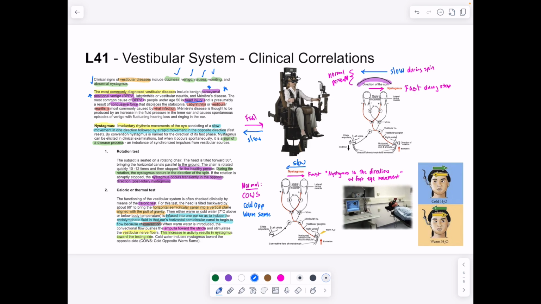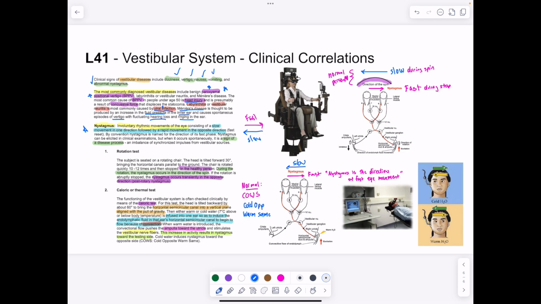But you could also have things such as vestibular neuritis, so maybe inflammation of the vestibular neurons via some kind of viral infection. Meniere's disease is thought to be produced by an increase in fluid pressure in the inner ear and cause episodes of vertigo, as well as fluctuating hearing loss and ringing.